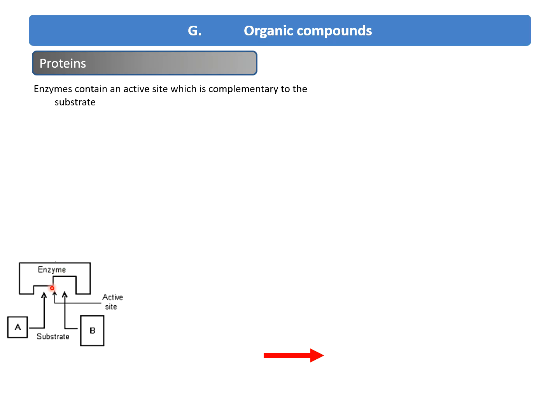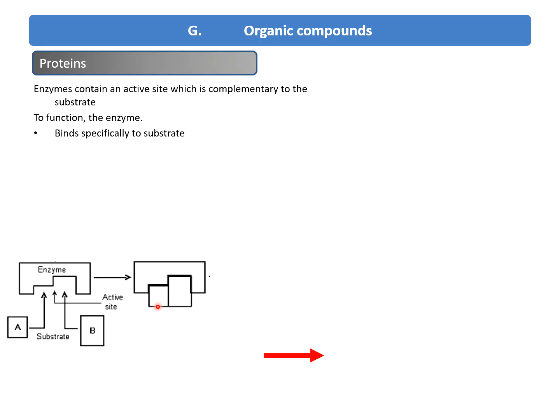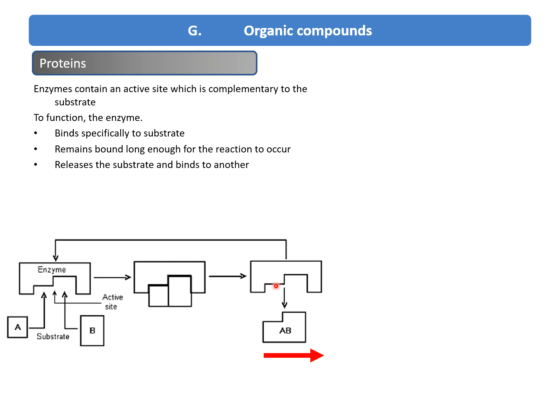Enzymes contain an active site, which is complementary to the substrate molecules. To function, the enzyme binds specifically to the substrate. The substrate molecules remain bound long enough for the reaction to occur, and then the enzyme releases the substrate and immediately catalyzes a second reaction.